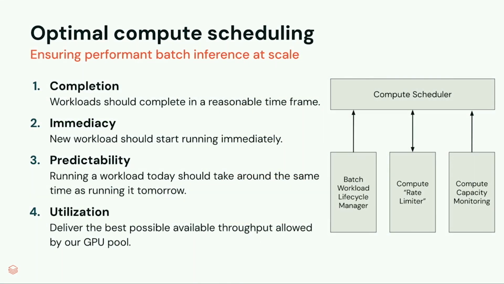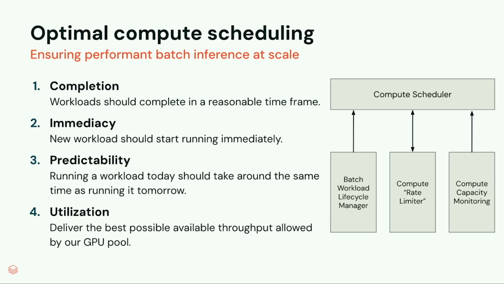Let's talk next about the coordinator. This is kind of the central piece that can ensure that we can always have performant batch inference, even when there's a lot of different workloads at the same time. So there's 4 key areas that we really want to prioritize within our coordinator system, among many others, but the top 4 that we definitely want to make sure that we do are first, completion. If you run a batch job, you expect it to complete in a reasonable amount of time. Second is really on immediacy, which means that your workload should just start running immediately. You shouldn't have to wait a couple hours, maybe even a day to get your data up and running.